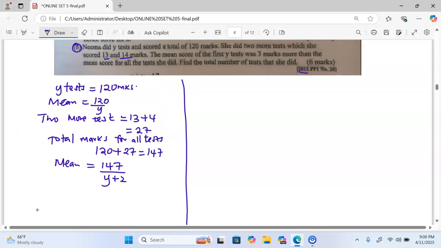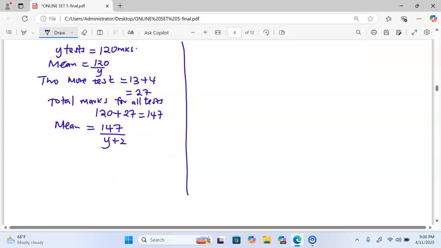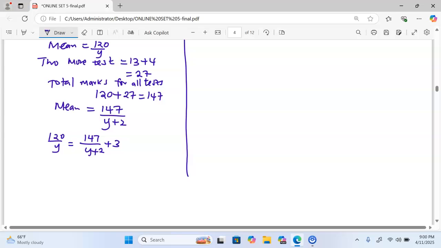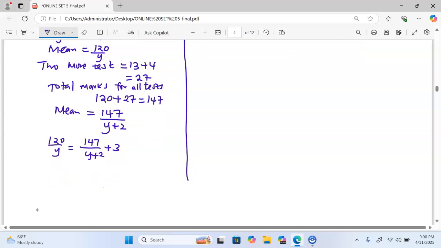So according to the question, the mean score for the first Y tests was 3 marks more than the mean score for all the tests she did. For us to equate the two, we know the first mean was 120 divided by Y, and the second mean for all the tests is 147 divided by Y plus 2. And remember, for us to equate the two, we must add the 3 more.